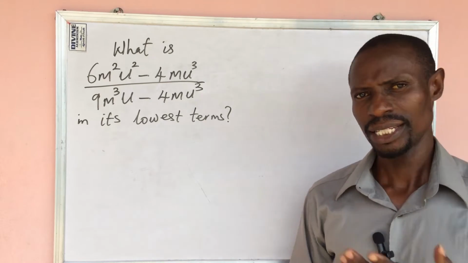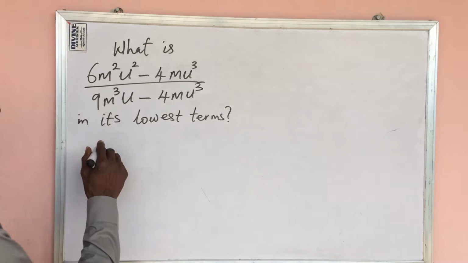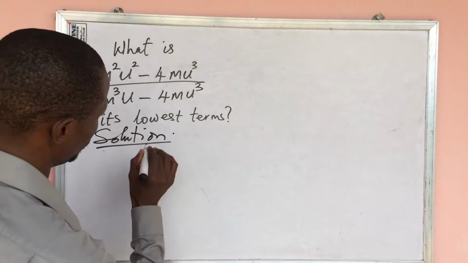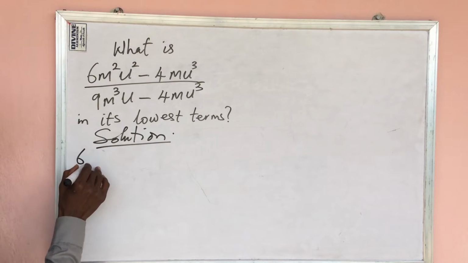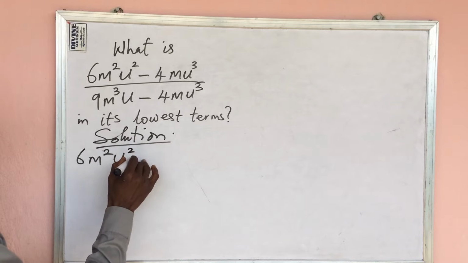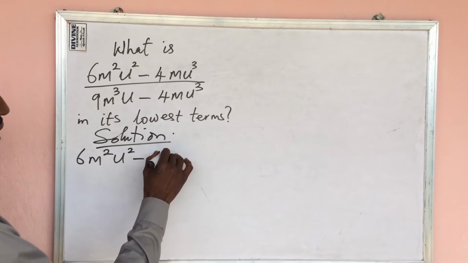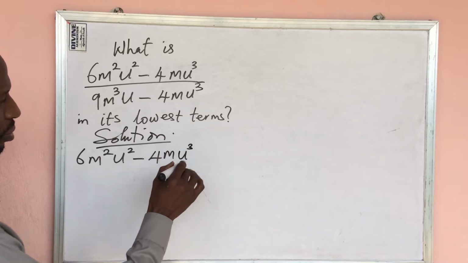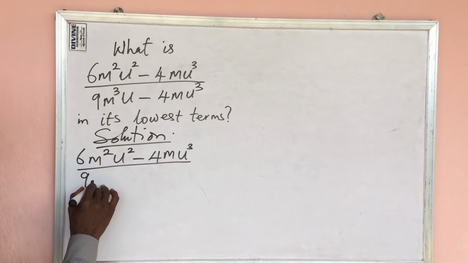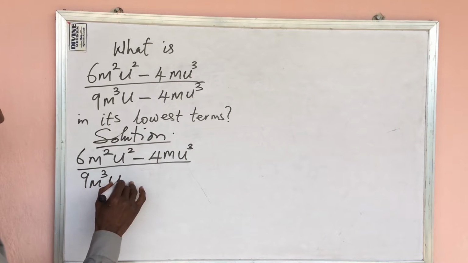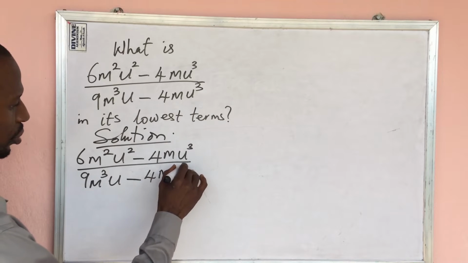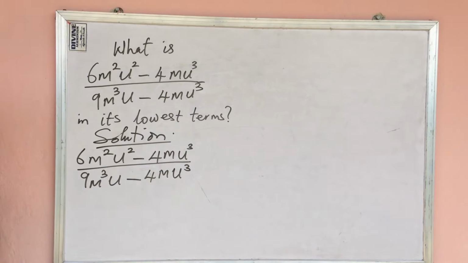All right, let's go to what we have for today. We will have the solution. All right, so we write out our question, which is 6m squared u squared minus 4m u cubed, all over 9m cubed u minus 4m u to the power of 3.